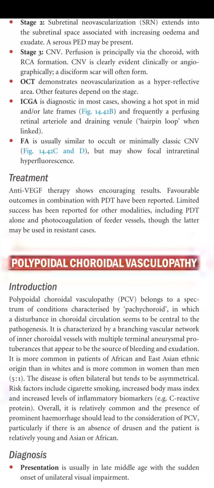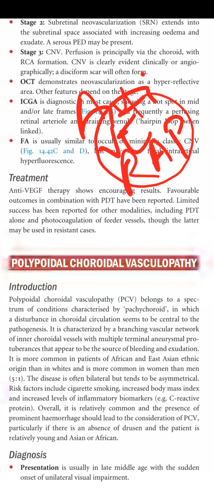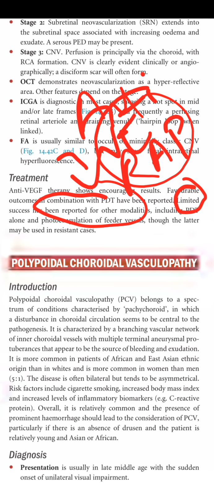So how do you treat this condition? Anti-VEGF therapy shows encouraging results. Favorable outcomes in combination with PDT have been reported. Limited success has been reported for other modalities including PDT alone and photocoagulation of the feeder vessel, though the latter may be used in resistant cases. So anti-VEGF can be used for the treatment of retinal angiomatous proliferation, and sometimes it is also combined with PDT, and other modalities include PDT alone or photocoagulation of the feeder vessels.